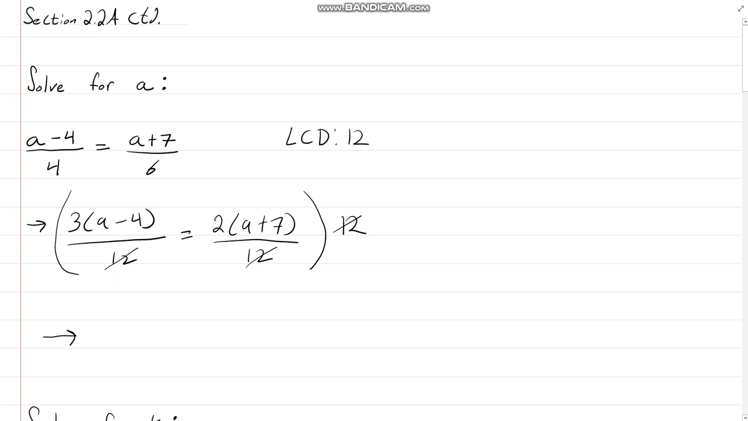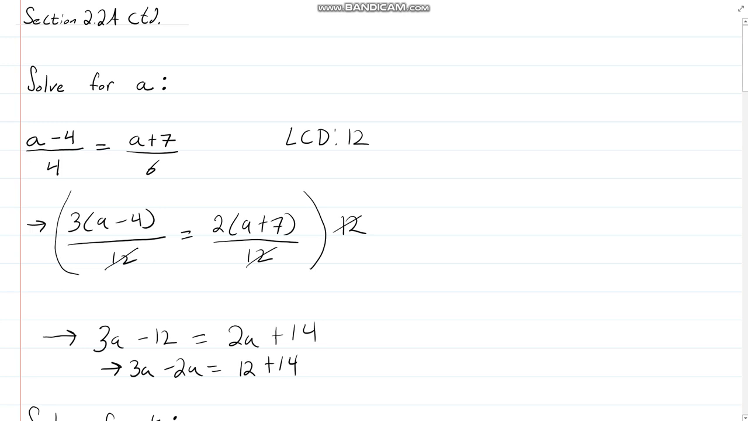Anyway, let's distribute: 3a minus 12 equals 2a plus 14. Okay, let's solve for a. So I'm going to move the 2a to the left-hand side, the 12 to the right-hand side. So I have 3a minus 2a equals 12 plus 14.